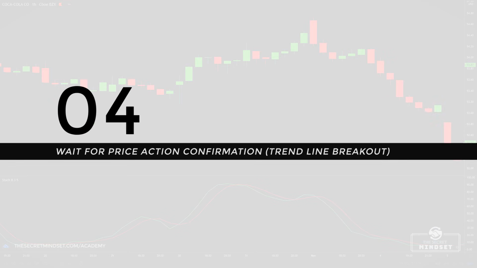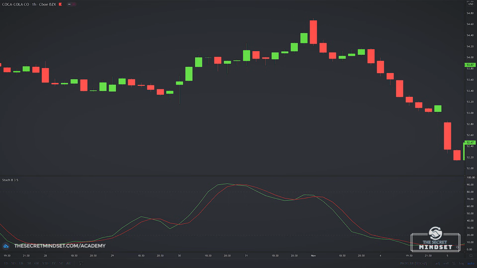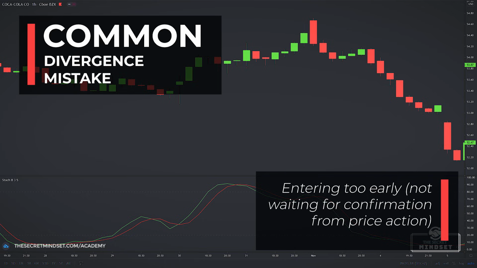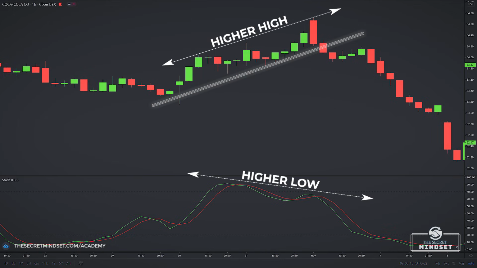Number 4. Always wait for price action confirmation, meaning a trendline breakout. While using divergences is a great tool to have in your trading toolbox, there are times when you might enter too early because you didn't wait for more confirmation, and a divergence signal always needs a confirmation. If you keep entering divergences too early, you'll keep getting stopped out and you'll slowly rack up losses. The best confirmation is a trendline breakout.